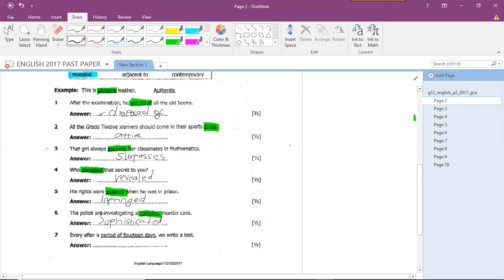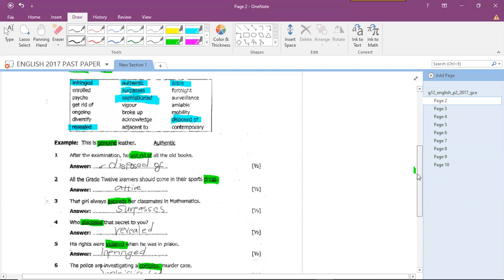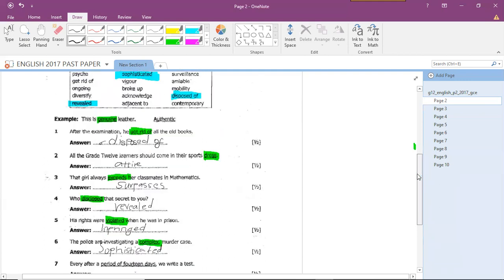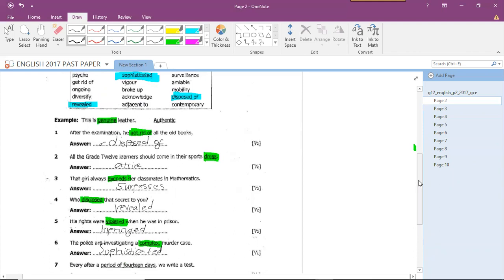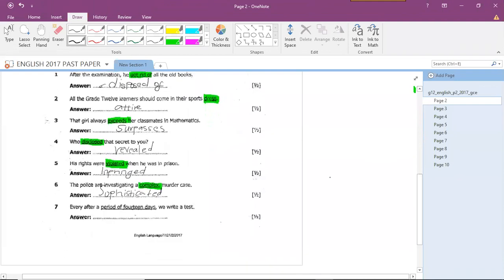Sophisticated. I hope I've spelled it correctly. Make sure you check your spellings to just make sure you spelled the words correctly, because sometimes people who mark English are very strict with spellings, especially if they've given you the exact spelling of the word. So be sure to write the correct spelling. So let's look at the next question here.